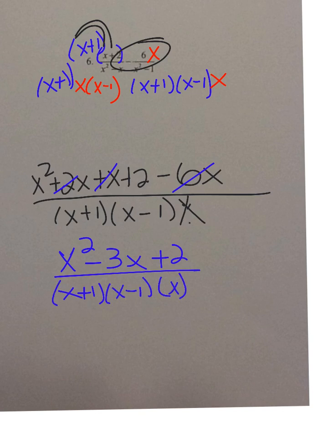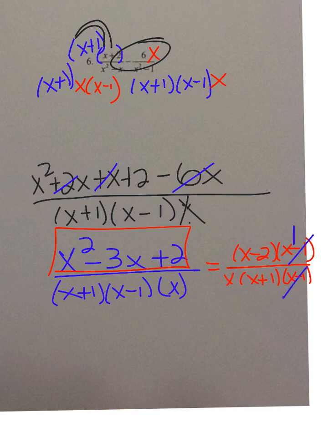Now this numerator can be factored. That becomes x minus 2, x minus 1 over x minus 1, x plus 1, and x. So x minus 1 and x minus 1 reduce to 1 and 1. So my answer is x minus 2 over x times x plus 1.